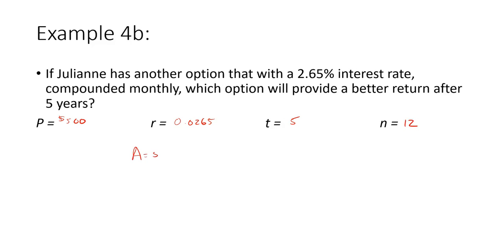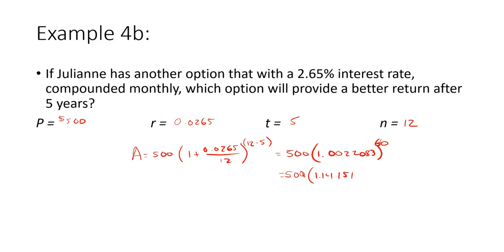Then to find the future value, that's 500 times 1 plus 0.0265 divided by 12 now, raised to the power of 12 times 5. That's 500 times 1.0022083 raised to the 60th power, 12 times 5, which is 500 times 1.1415122, or $570.76.